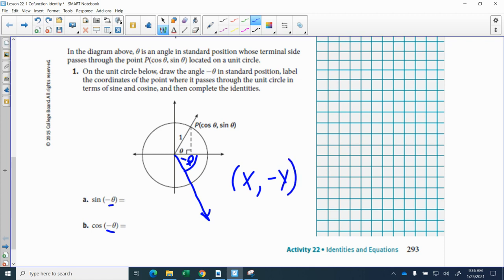Well, in terms of how that's affecting our sine and our cosine, a positive x means I should have a positive cosine. A negative y means I should have a negative sine, okay? So notice how this is affecting my values based off of those coordinates, okay? And because of that, it's creating a different sine or cosine function.